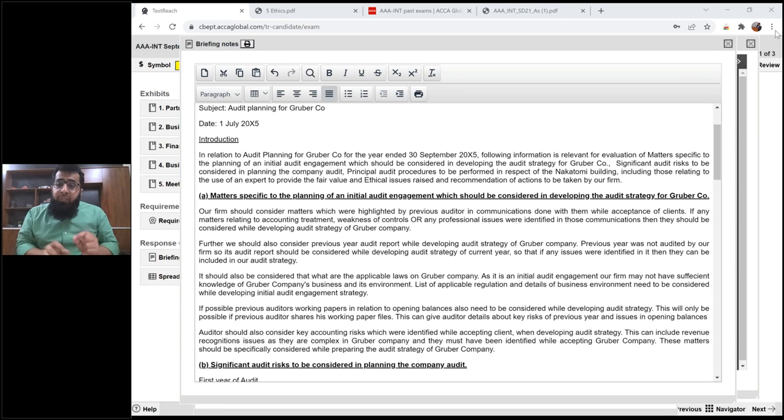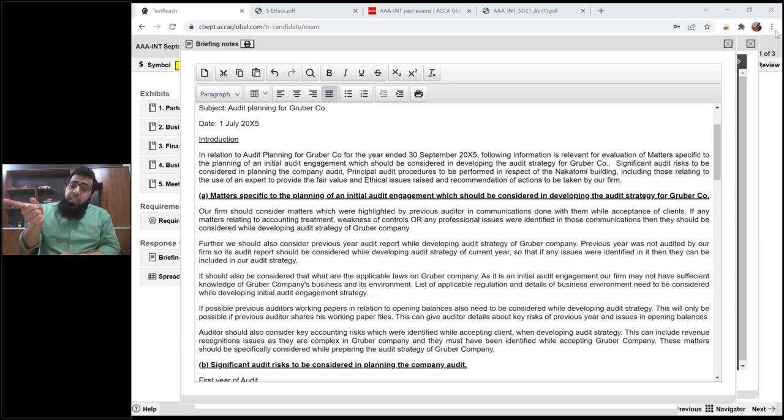Now, one student has identified a point here, and then I will reply. First listen to the question he has asked. Sir, we can also inquire from the previous auditor regarding why he left the audit. My friend, why are you writing this point? This would have already been asked while you were accepting the client. Now we have accepted the client and we are developing the audit strategy. Why will you ask the reason for his resignation while developing the audit strategy?